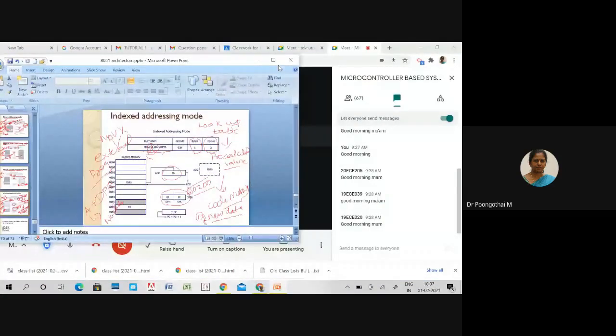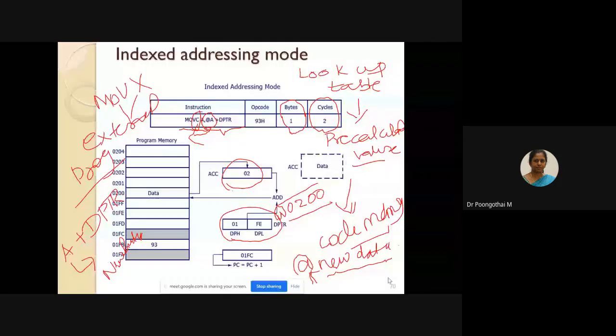See, the instruction given here is MOVC A, @A+DPTR. This is mainly used in lookup table applications. That is, we have to store some pre-calculated values in your code memory. So using this instruction, we can access the pre-calculated values from your code memory. Here C represents code memory. If X is present, that represents external memory.